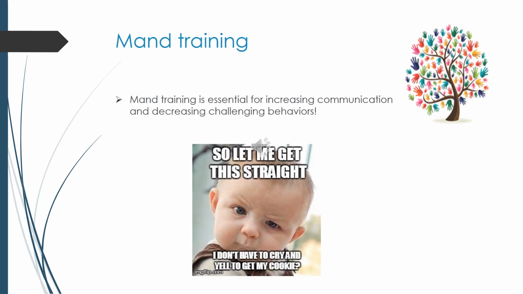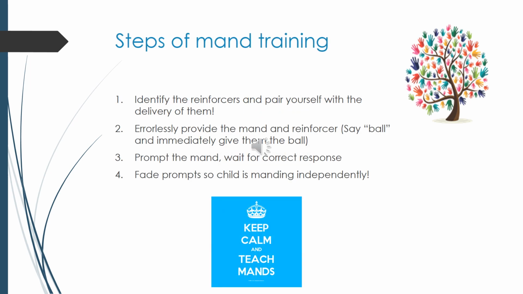With mand training, our goal is to increase communication and decrease challenging behaviors. We want to teach a child to communicate their needs rather than engaging in challenging behaviors, such as tantrums and aggression. The first step to manding is to identify the reinforcers and pair yourself with the delivery of them. You want to be the giver of all good things. Then, using errorless learning, when the child mands for something, you immediately would give them what they are asking for. If the child says ball, you give them the ball.